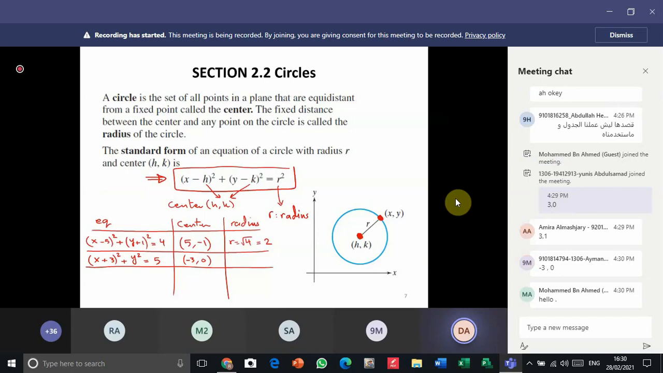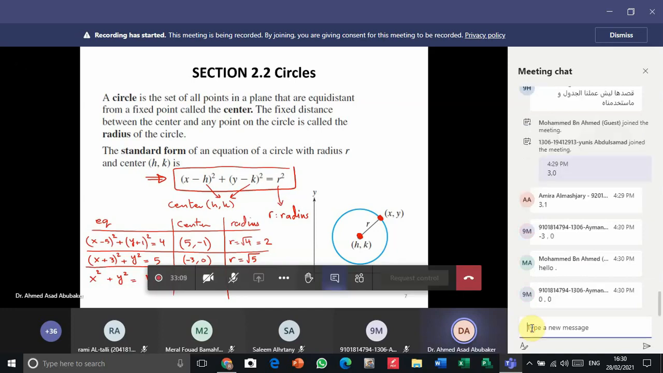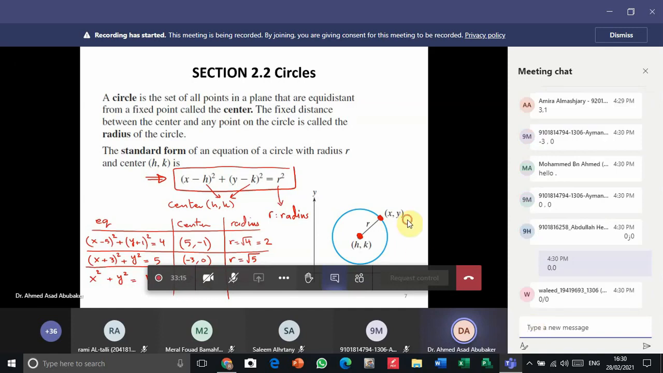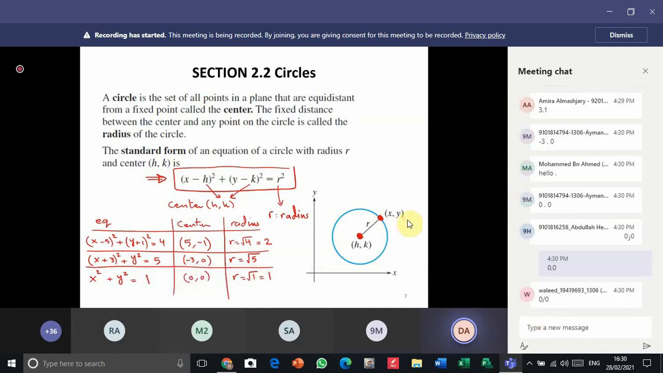Okay. Now, what's the value of the radius? This is, so the radius is radical 5. Now, if we have x square plus y square equal 1, what's the value of the center? 0, 0, good. 0, 0. And the radius equals radical 1. This is equal what? 1.